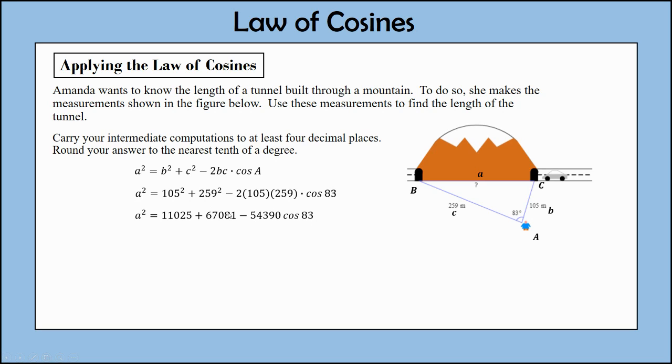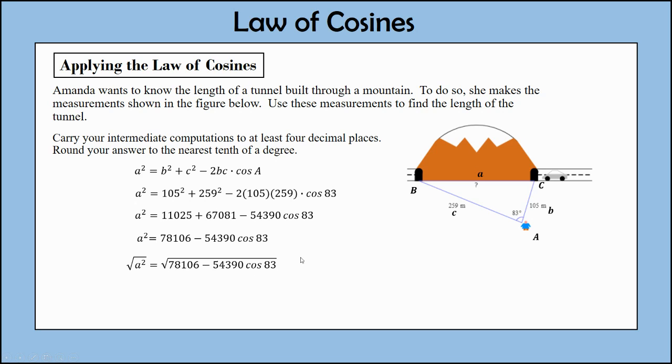I can simplify these two. They're like terms, so I'm going to add the 11,025 and the 67,081. I'm going to add those two together. And I'm not going to do all this computation right now. I'm going to go ahead and complete my next step, which is to isolate the a. I'm going to take the square root of both sides. The square root cancels the square. I have a now on the left, which is what we're solving for. I'm going to do all of this at once in a calculator.